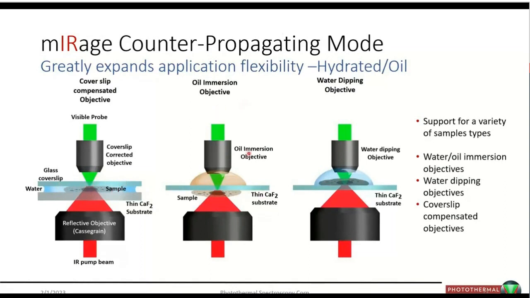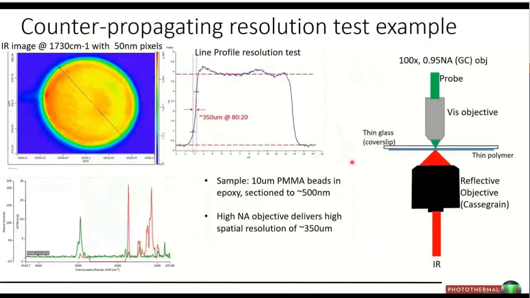And all of the usual tricks and tips for getting better resolution in an optical microscope are now applicable, because we are using these standard glass objectives in this counter-propagating mode. So one could use an oil immersion or a water dipping objective and get enhanced spatial resolution that way.